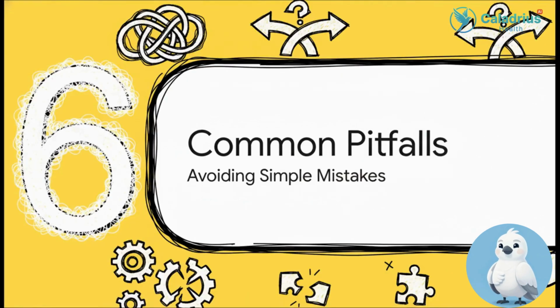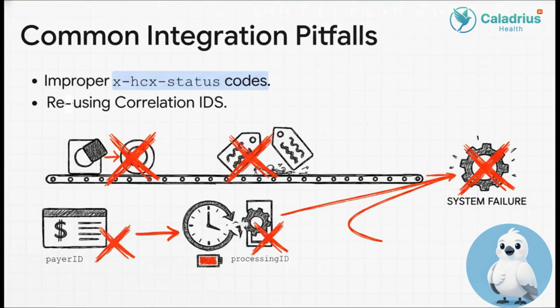Now, let's look at the most common integration mistakes. These simple errors are often the biggest source of problems during implementation. You know, small mistakes can cause the biggest failures. Using the wrong status code is very common. Reusing a correlation ID is another frequent issue. These seem like minor things, but they will get your transactions rejected.